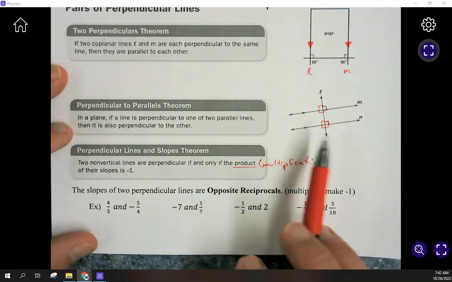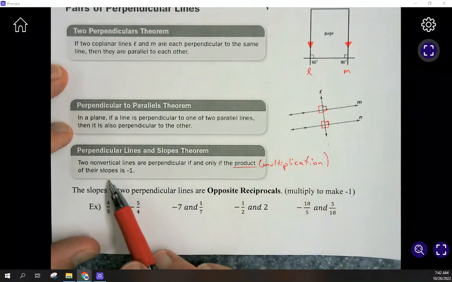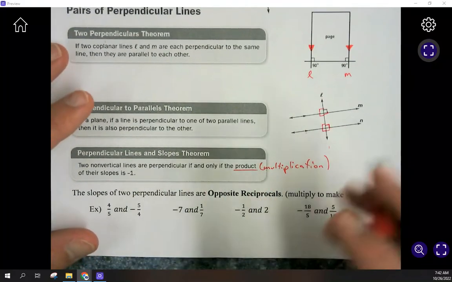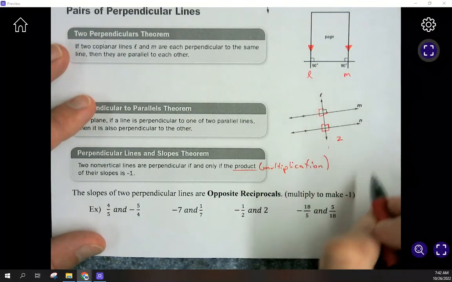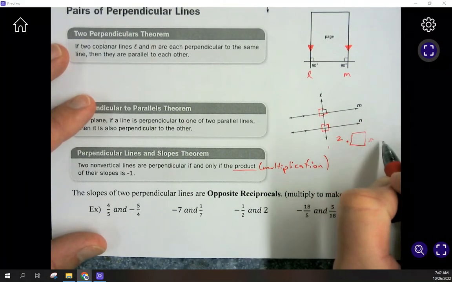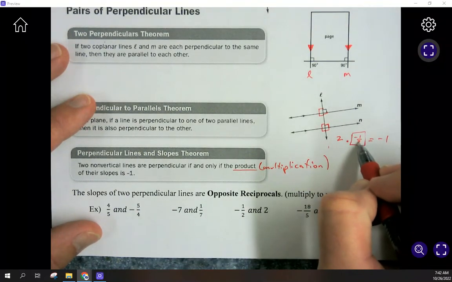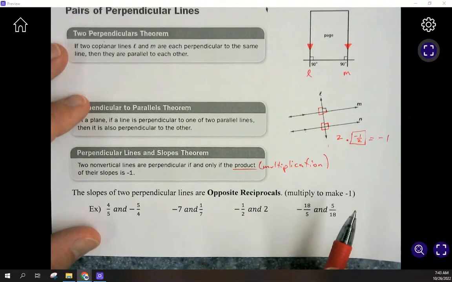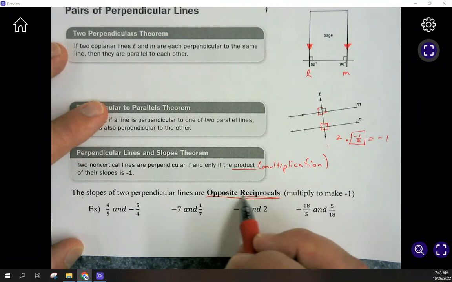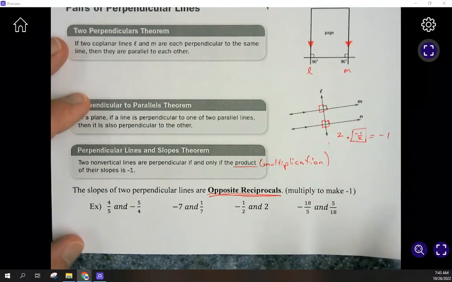So the two slopes of a line and another line that hits it at 90 degrees, perpendicular, are going to multiply, have a product of -1. So if the slope over here was 2, and I multiply it times this other slope, I have to get -1. If I'm multiplying to get -1, I would have to multiply by -1/2 to make that happen. So let's look a little closer. The slopes of two perpendicular lines are always opposite reciprocals. That makes them multiply to -1.